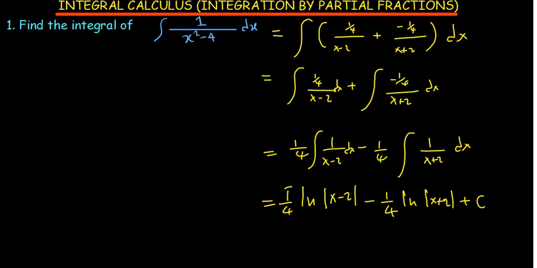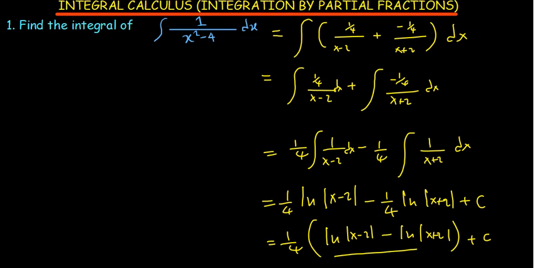Now here I can factorize out 1 over 4. So that gives 1 over 4 natural log of x minus 2, and then minus natural log of x plus 2, and then plus a constant C.